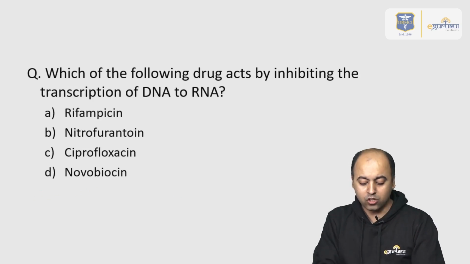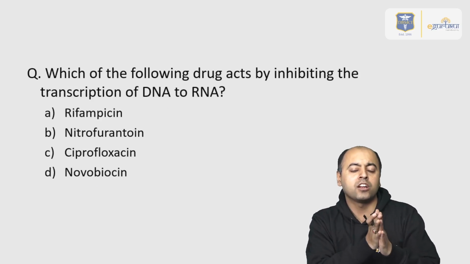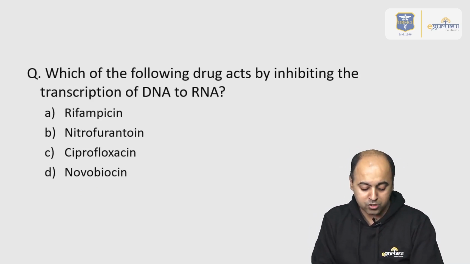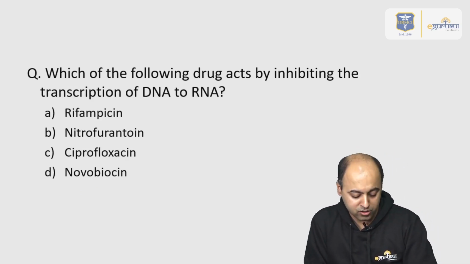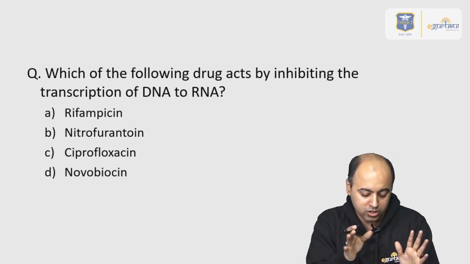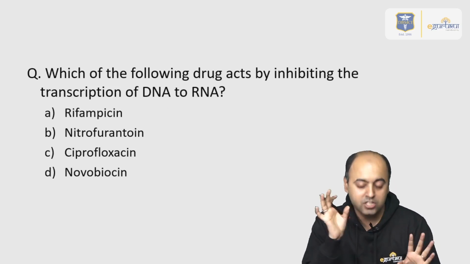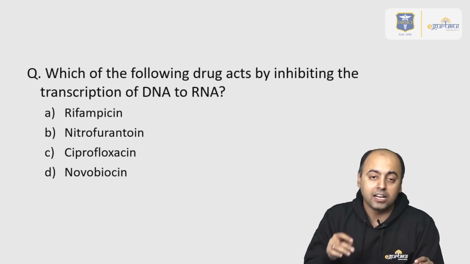Another question was there talking about the molecules which inhibit the transcription, that is formation of RNA from the DNA, and the various options were rifampicin, nitrofuran, ciprofloxacin, novobiocin. Now this is a somewhat uncommon question, so I'll give you a small list of molecules which are commonly used and which interfere with the transcription.